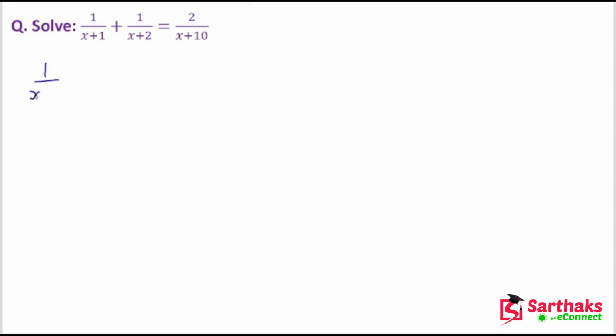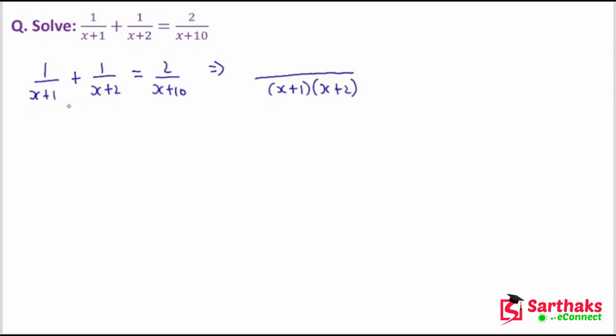1 upon x plus 1 plus 1 upon x plus 2 is equal to 2 upon x plus 10, right? Taking LCM on the left hand side, we will get x plus 1 into x plus 2, right? This would be the LCM.